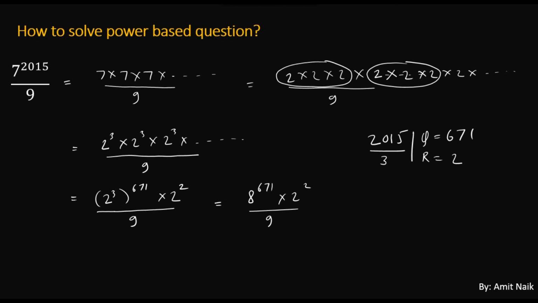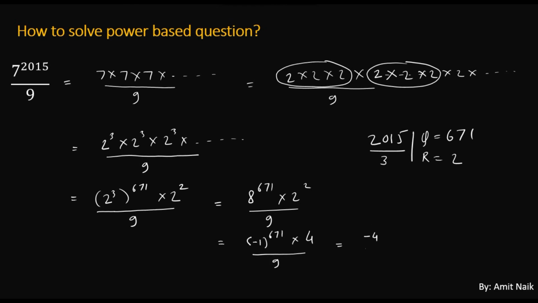Now each time I divide 8 by 9, the remainder is plus 8, but I will prefer minus 1, because 8 divided by 9, the remainder is plus 8 or minus 1. So I'm going to consider minus 1 as the remainder. So here minus 1 is multiplied 671 times, and then 2 square is 4. I'll keep it 4 now, divided by 9. Now minus 1 multiplied 671 times is minus 1, because that is an odd power. So minus 1 into 4 is minus 4.